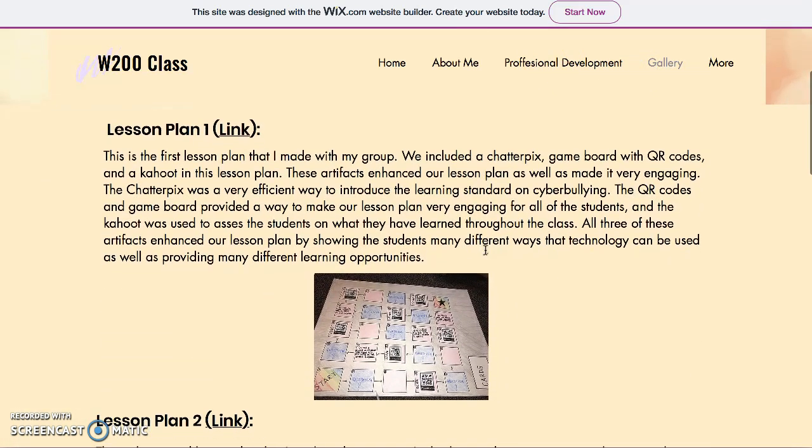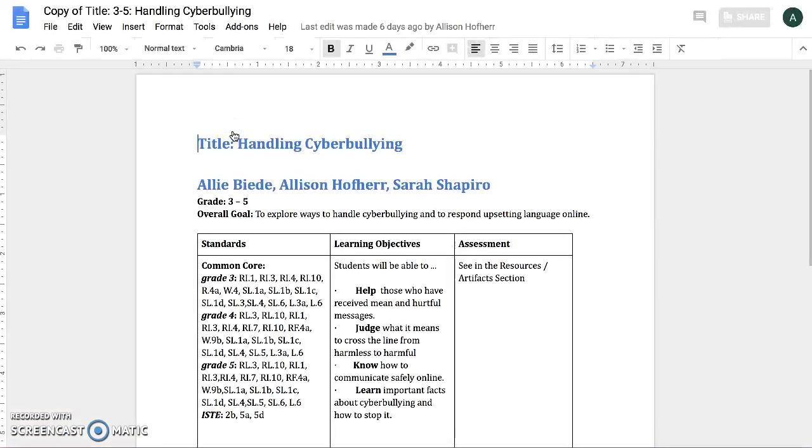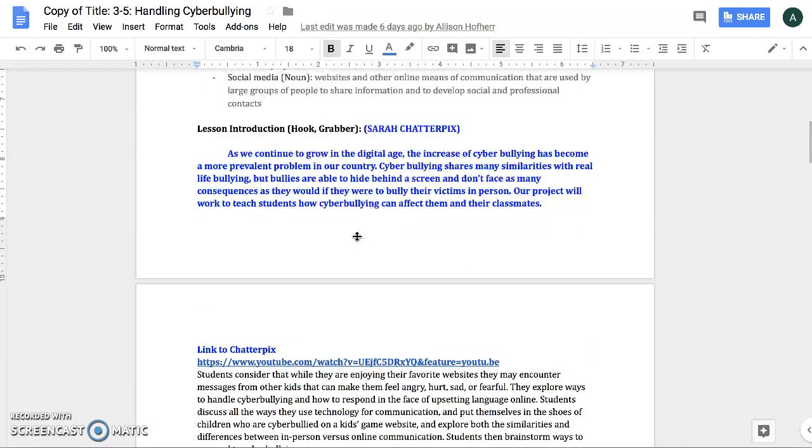My first lesson plan is a lesson plan that I made with my group, and we included a Chatterpix, Gameboard with QR codes, and a Kahoot in this lesson plan. This lesson plan was a digital citizenship lesson plan, and we taught our students about handling cyberbullying.